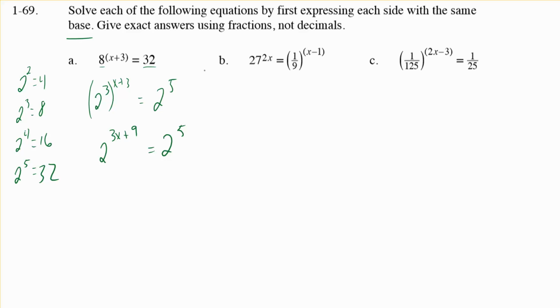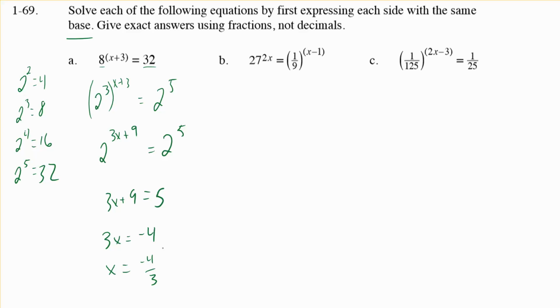And now that both bases are the same, we can set the exponents equal. 3x plus 9 equals 5. 3x equals negative 4. X equals negative 4/3. That would have taken a little bit to guess and check that guy, maybe, but got her good.